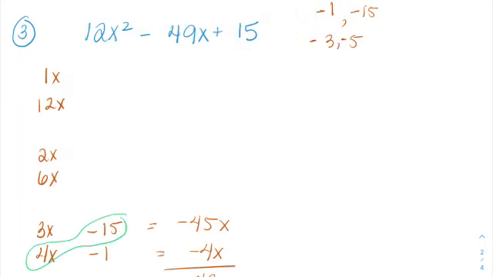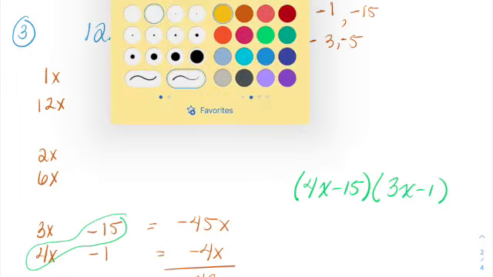Okay? So if I want the 3x to multiply by the negative 15, I need them to be in opposite parentheses. So one binomial is going to be 4x minus 15. The other binomial is going to be 3x minus 1. And if I wanted to, I could quick check with FOIL.